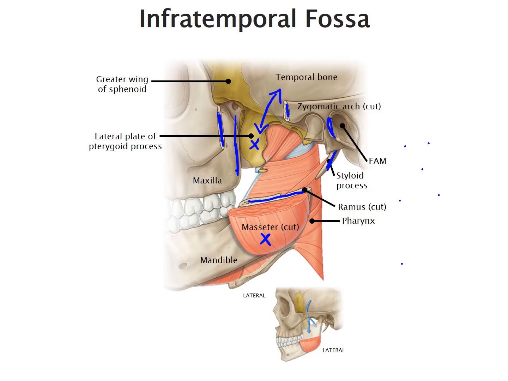In addition, there's an important vessel running through this area referred to as the maxillary artery. The maxillary artery will give off a number of branches to the deep face, and intertwined around it is the pterygoid venous plexus of veins.